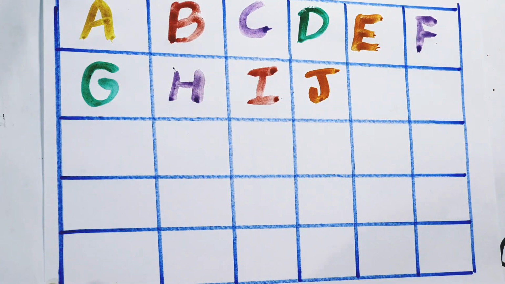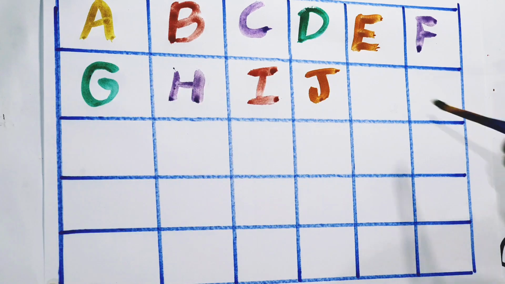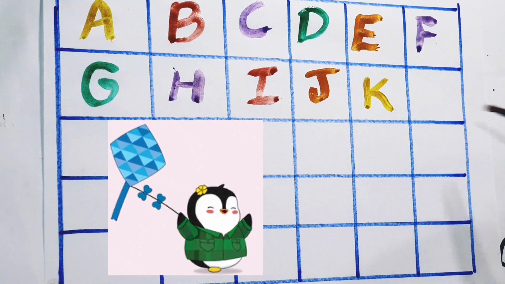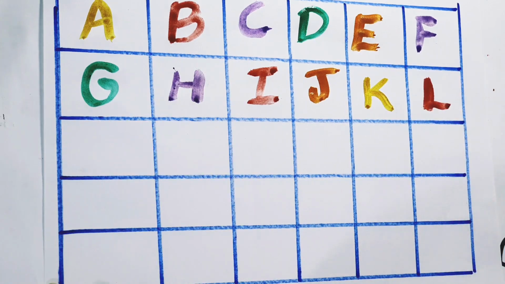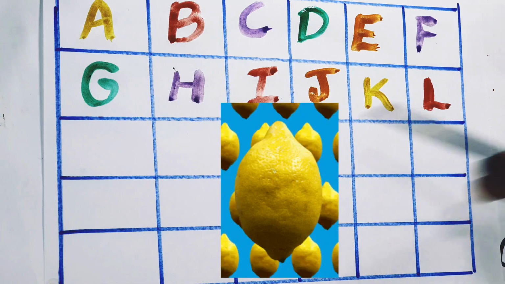J for joker. Yellow color. K for kite. Red color. L for lemon.